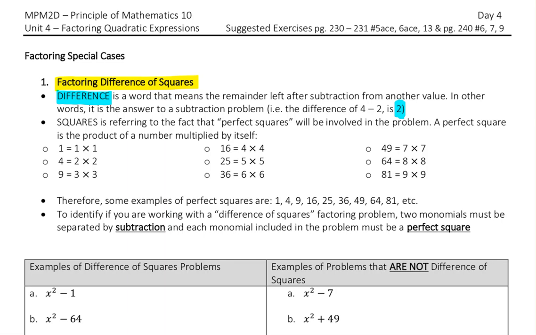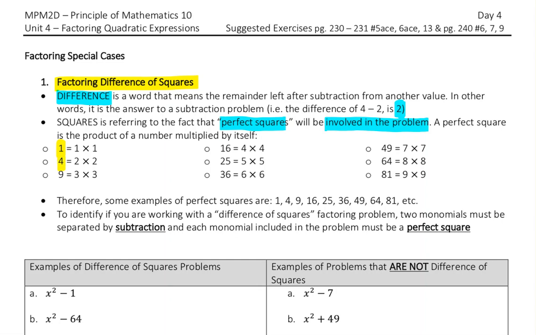Squares is referring to the fact that there are perfect squares involved in the problem. A perfect square, as a reminder, is the product of a number multiplied by itself. So product being the answer to a multiplication problem of a number multiplied by itself. Here I have listed most of the perfect squares that you'll be using. Doesn't mean you won't be using any perfect squares higher than that, but these are just the first ones you can think of. Well, 1 is a perfect square because 1 times 1 is equal to 1.